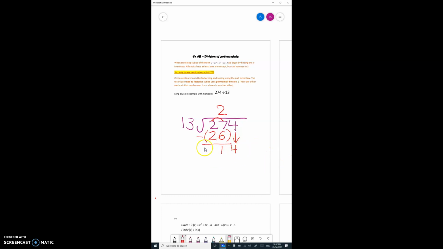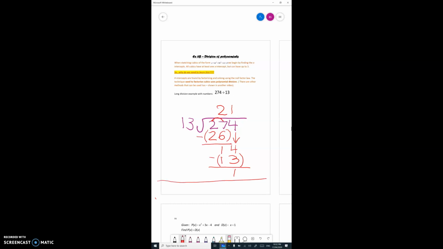So then we say 14 goes into 13. How many times? It goes in once. Then we do our check. Once we've put a number up here, we then do our check. So the way we do our check is we take this number times by this number. So 1 times 13 is 13. Write that down here. And we do our subtraction. It's part of our check. So 14 minus 13 gives us 1.